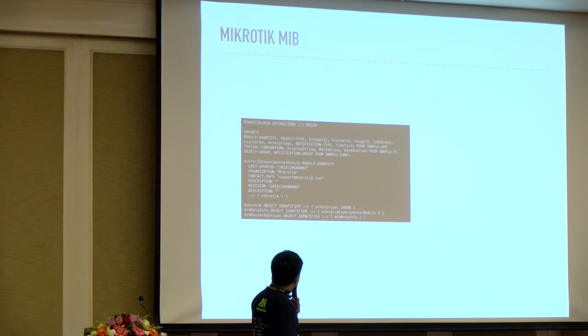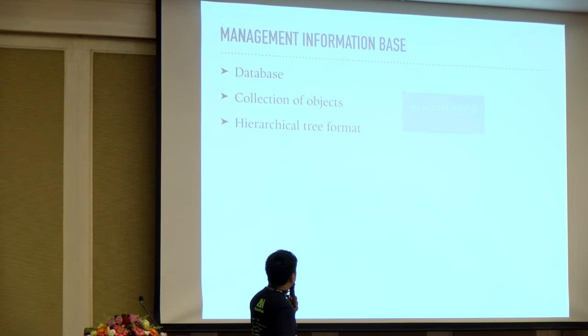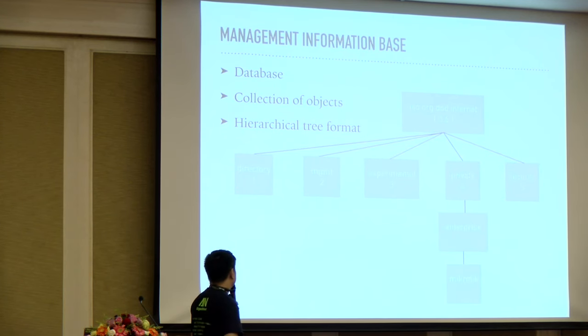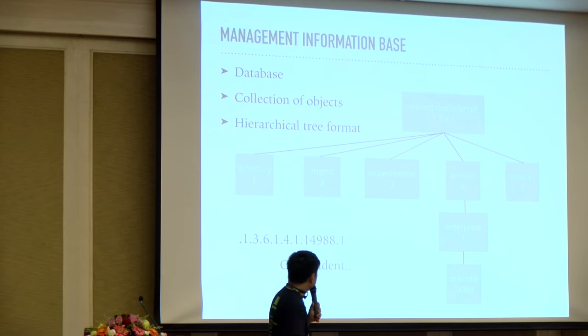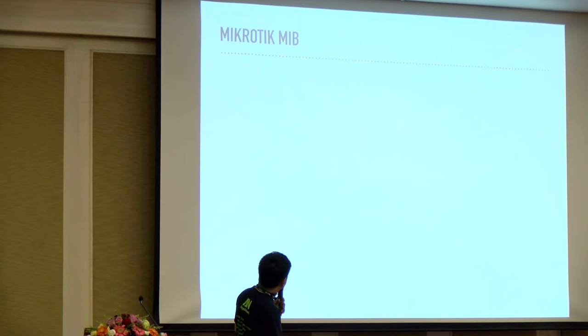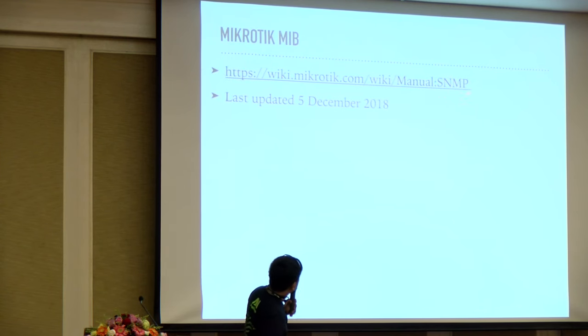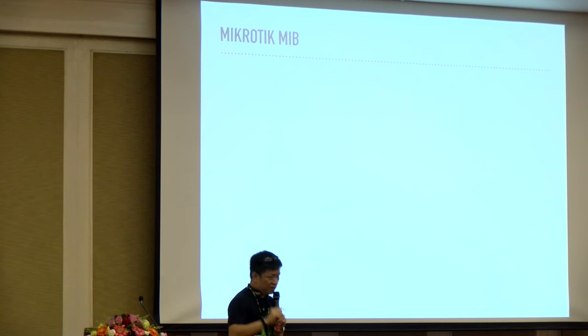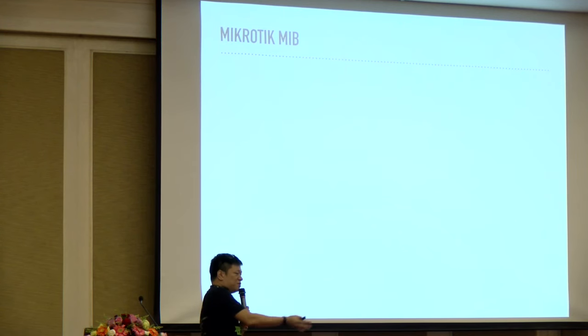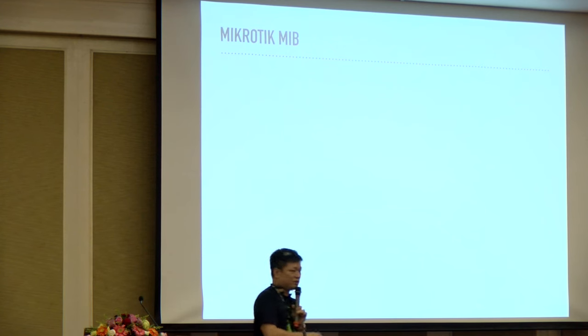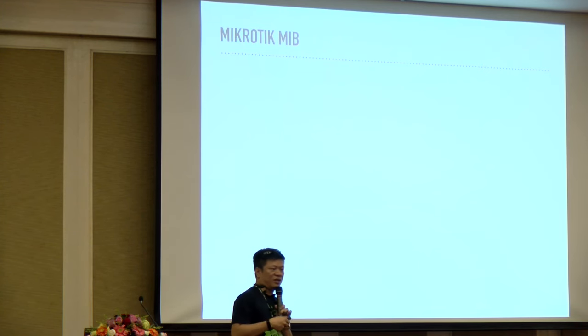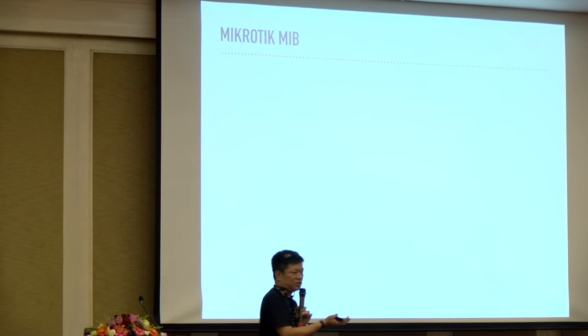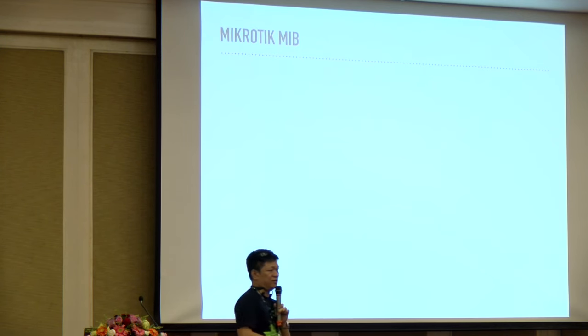So in MikroTik, if you want to know what are the things that can be monitored, actually there is a URL. You can go to the SNMP page, and there's a link to download the MIB. This MIB contains the custom information that is only available in MikroTik. There are other standard MIBs, like MIB2, that you can monitor. But for MikroTik devices, there is special information, like wireless information, that is not available in the standard. It's only for their own.